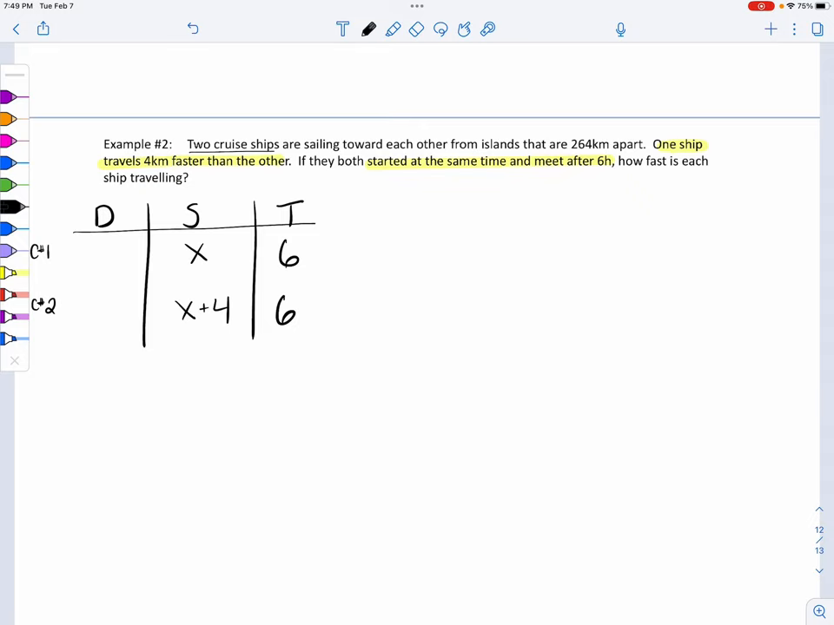Okay, so I'm just going to define this right now. I'm going to say X represents the speed of one cruise ship.